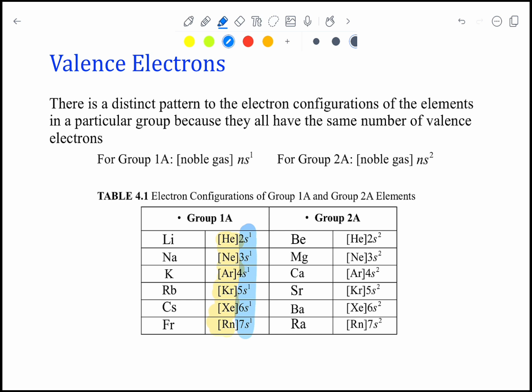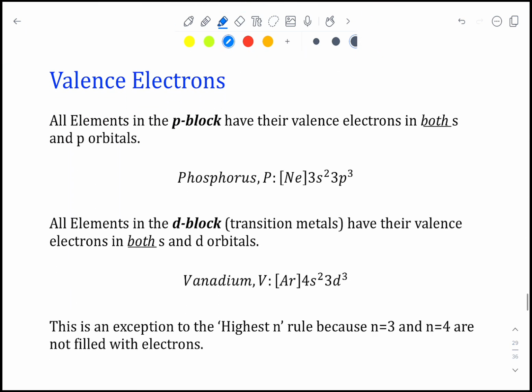Then when we get to group 2, or group 2A, they have 2 valence electrons, which we can see by having 2s2, 3s2, 4s2, everything like that. They all have the same number of valence electrons, 2. So our group numbers tell us how many valence electrons we have. So all elements that are in the p block are going to have their valence electrons in both s and p orbitals. If we look at phosphorus, its valence electrons are in 3s2 and 3p3. So it has a total of 5 valence electrons.